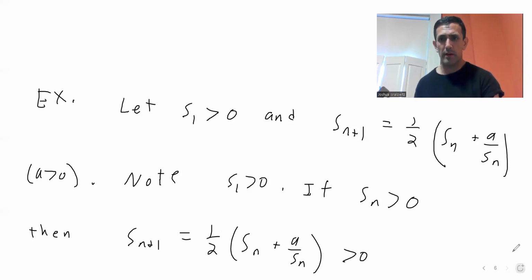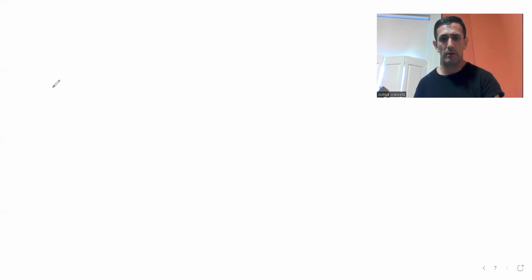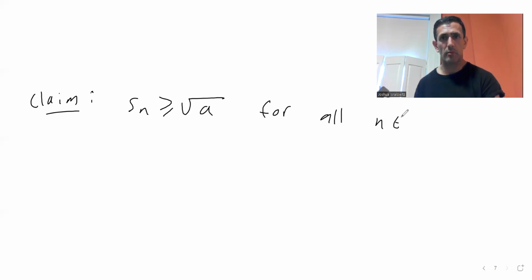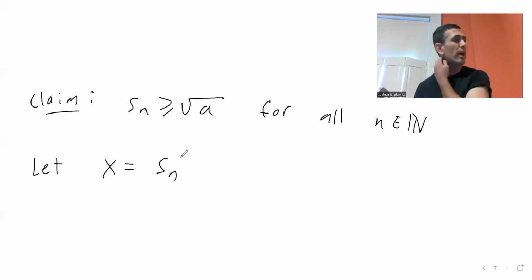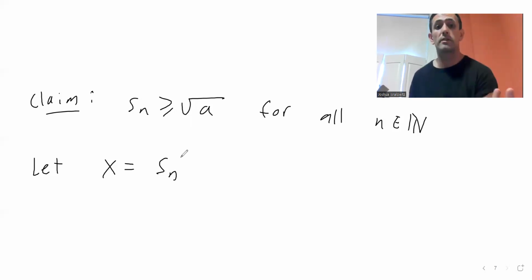All right, so I can do a lot better than that. A lot better lower bound. So I claim that actually Sn is bigger or equal to square root of A for all natural numbers. It's a very clever little argument to do this. I probably would not have thought about it myself in a million years. So let's say X is Sn. Usually X is the limit of something. Here, X is not the limit. There's a reason why I'm going to use X in a moment.